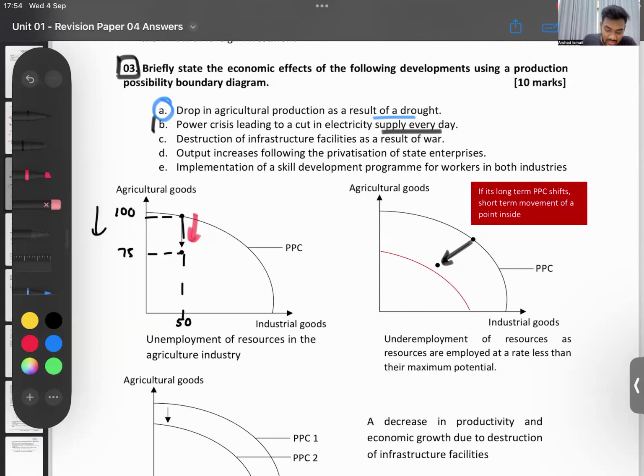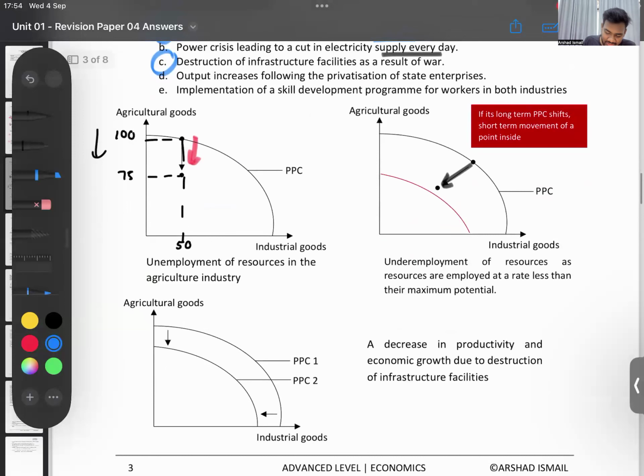Then C is saying destruction of infrastructure facilities as a result of war. Infrastructure, roads, buildings, highways, those are infrastructure. Those come under capital. There has been a war, infrastructure has come down, that means capital is decreasing. Capital decreasing, remember, comes under our determinants, factor endowment. Therefore, you can shift your PPC in, and give a small one-line explanation. So you get 1 mark for the PPC, 1 mark for a small explanation.